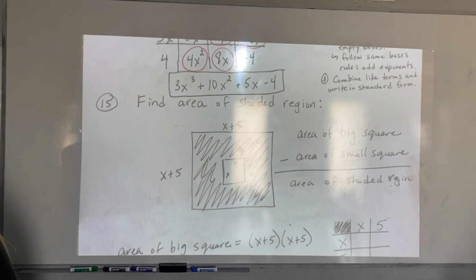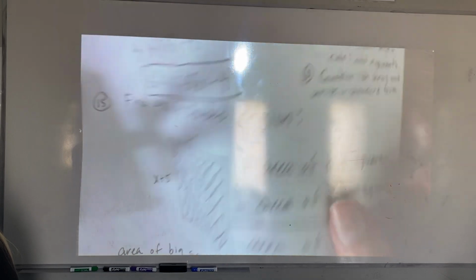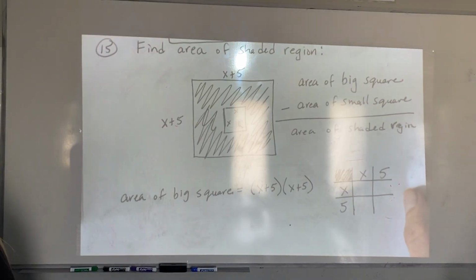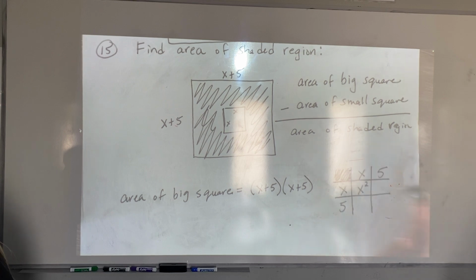You did? Okay, so follow the same base rule. Add the exponents. If you don't see an exponent, the exponent is 1. So x to the 1 times x to the 1 is x to the 2, or x squared. X times 5, 5x. 5 times x, and 5 times 5.